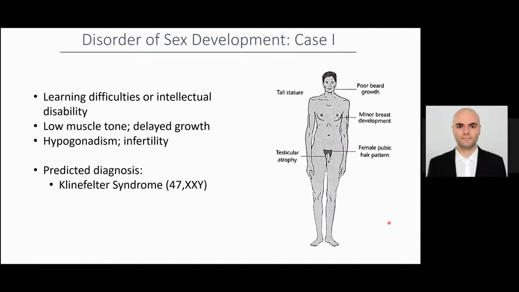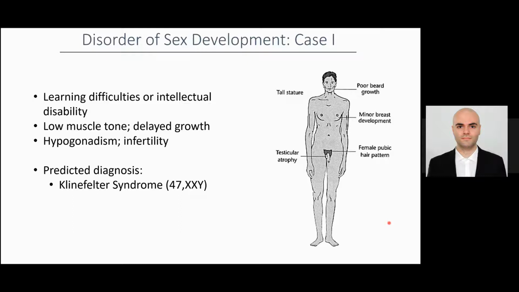I'd like to show you several examples of diagnoses that we were able to achieve with optical genome mapping. Here's case one, which is a disorder of sex development. This patient presented in clinic with learning difficulties and intellectual disability. He had low muscle tone, delayed growth, hypogonadism, and infertility.